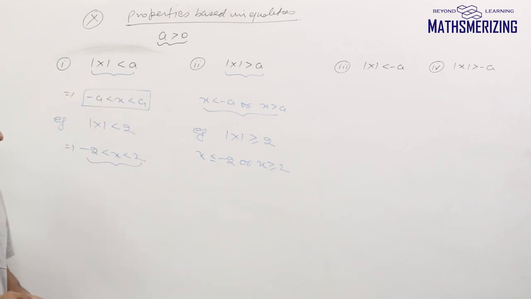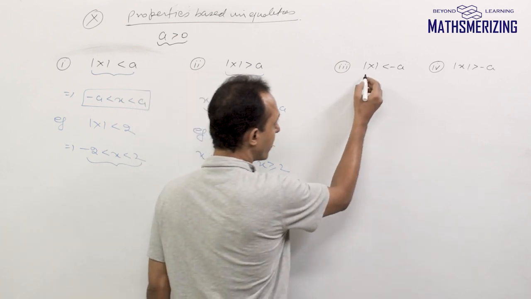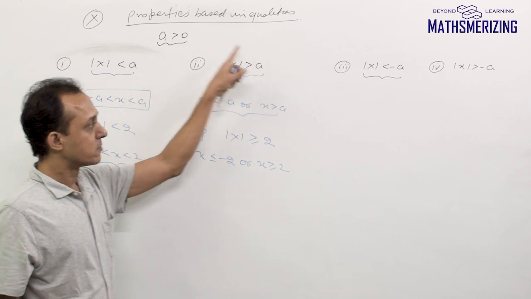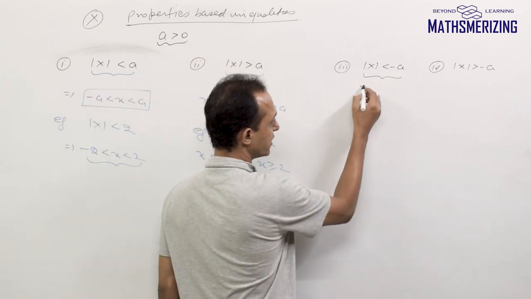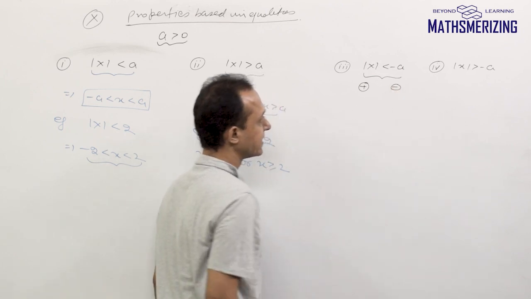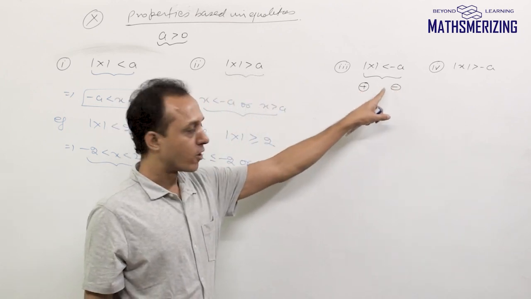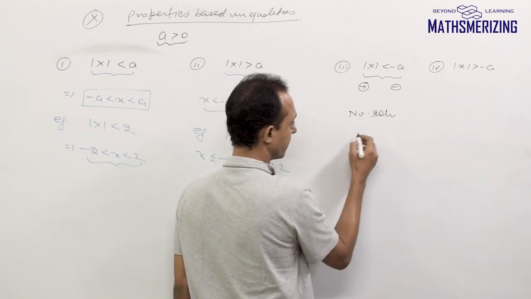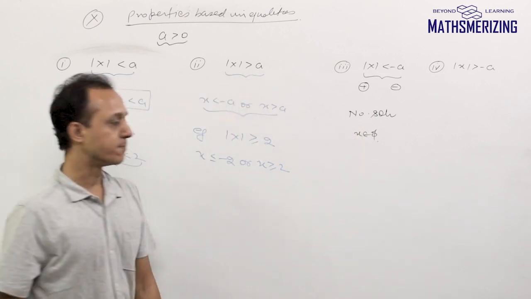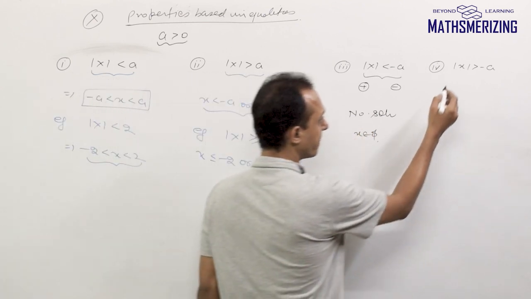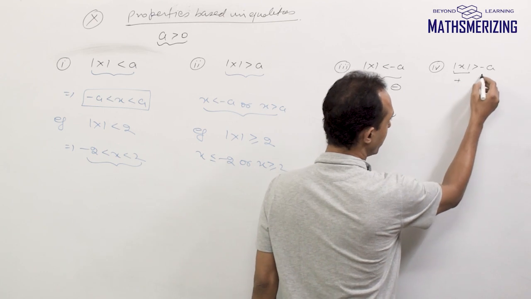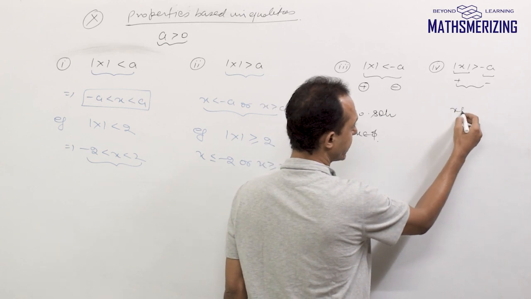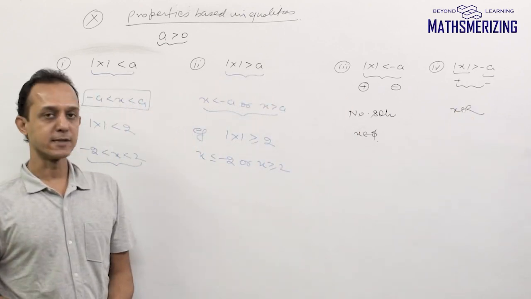Now the third case is when mod of x is less than minus A. Now A is a positive number, so minus A is negative. The modulus function is always positive and the right hand side is negative. So a positive number cannot be less than a negative number. So in this case, there will be no solution. So for this one, the answer will always be x belongs to the empty set. And for the fourth one, the left hand side is positive, the right hand side is negative. So a positive number is greater than a negative number for all x belongs to R. So it will be true for all x belongs to R.